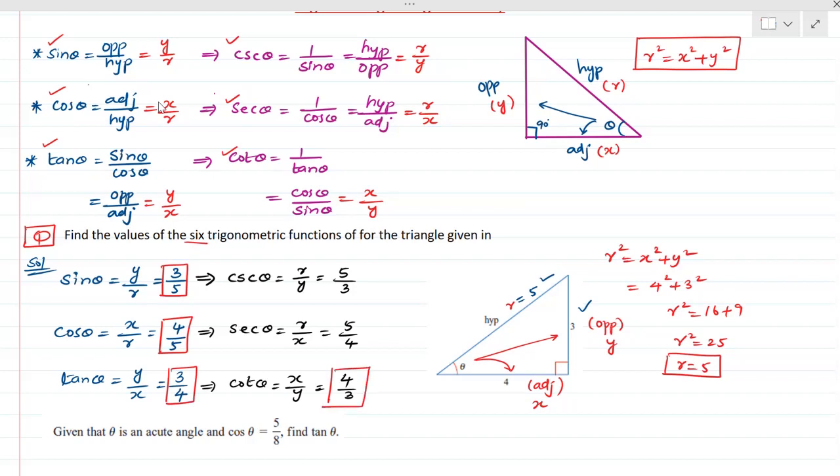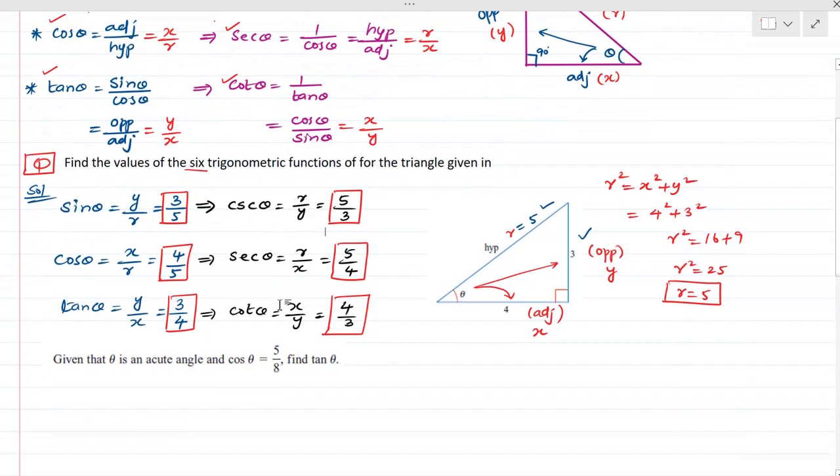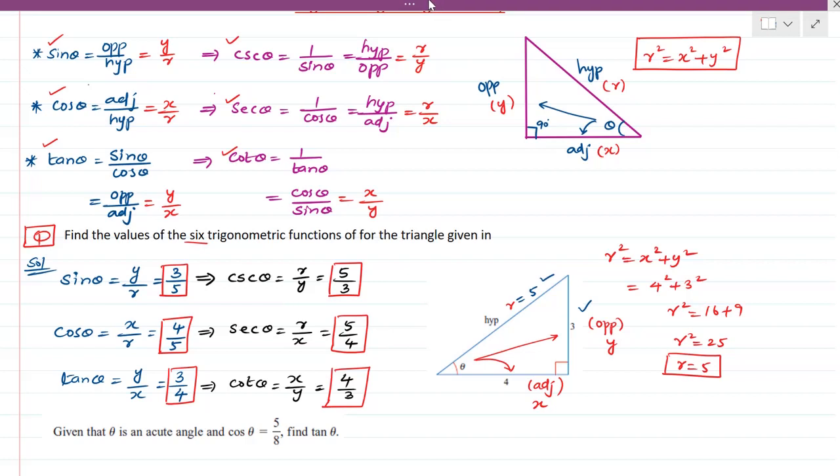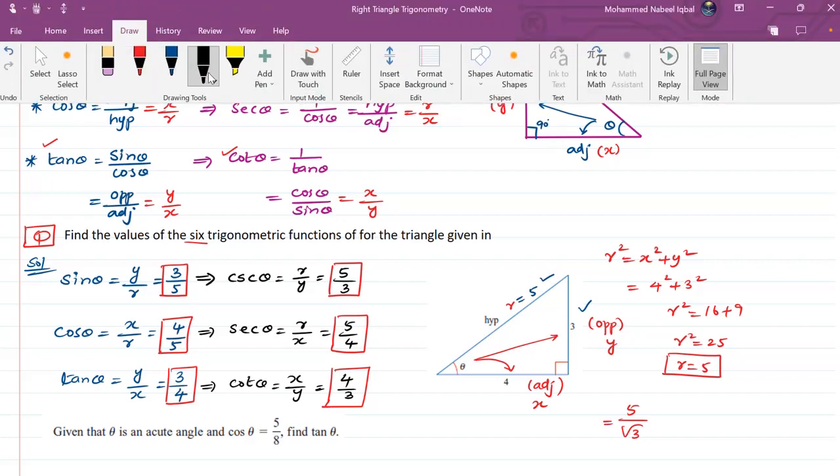From the triangle, x and y are given. We can calculate r by using the rule and then use the formulas, and we will calculate all six trigonometry functions. Suppose here all the denominators are integers. If you get some root in the denominator, you have to rationalize that. How will you do it? Suppose you get 5 over root 3 in some trigonometry function, you have to rationalize it by multiplying by the same root.